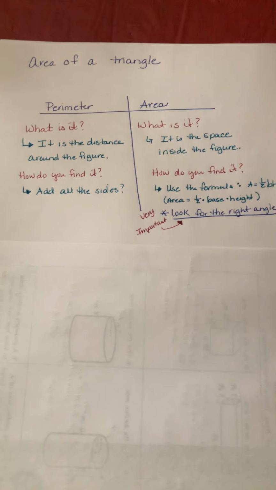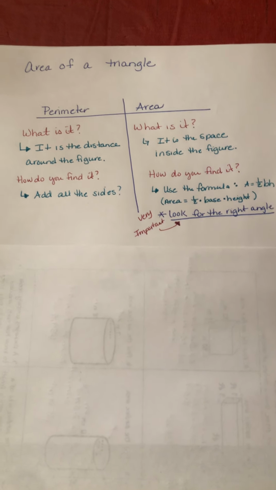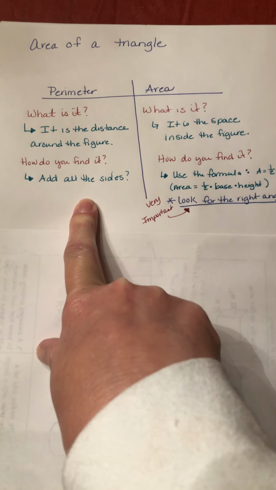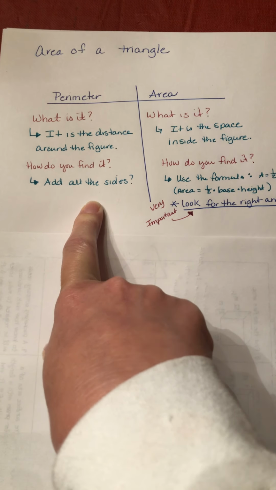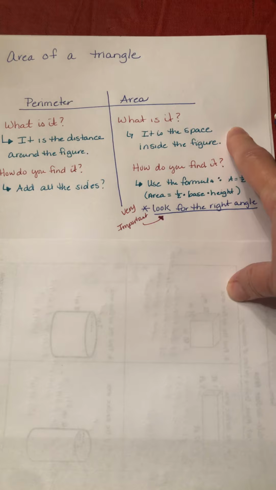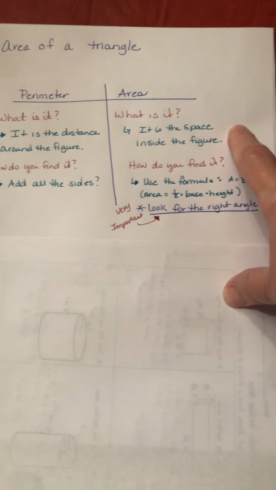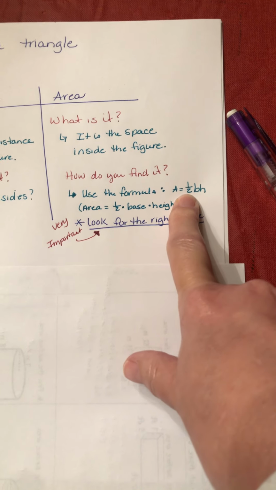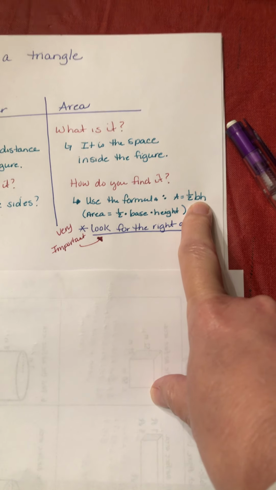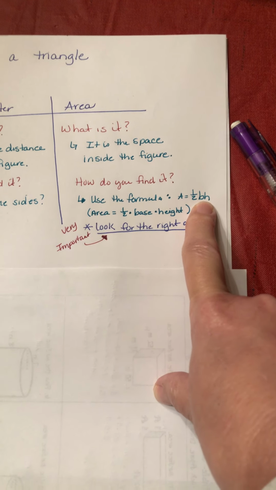But first what I'd like to do is revisit perimeter. Now remember, perimeter is the distance around the figure, and to find it you're just going to add up the three sides. Now for area, if you recall, it's the space that's inside the figure, but to find it we're going to have to use this little formula where it says half BH. That stands for half times the base times the height.